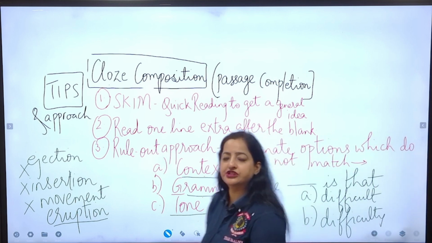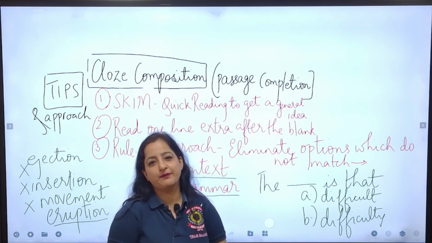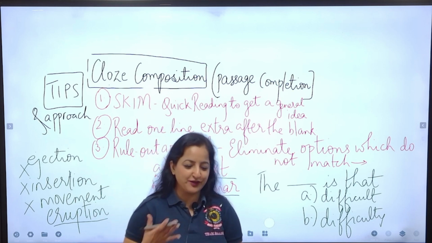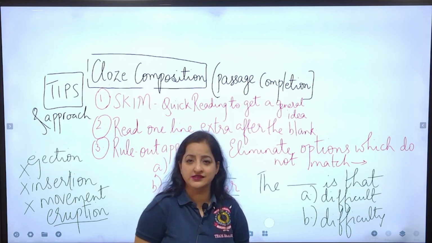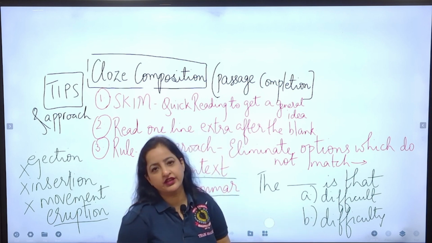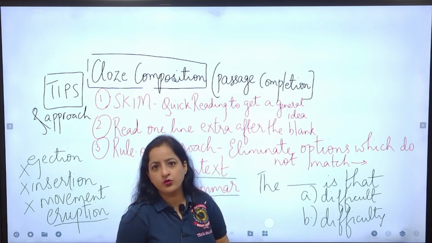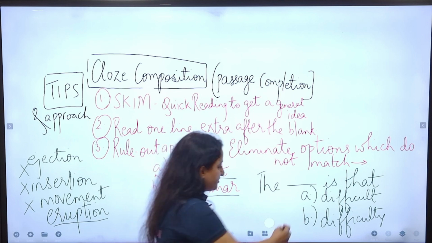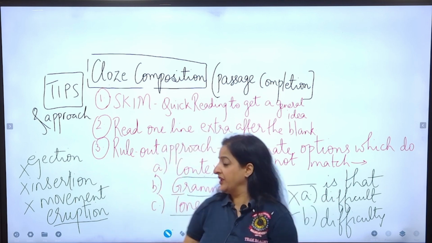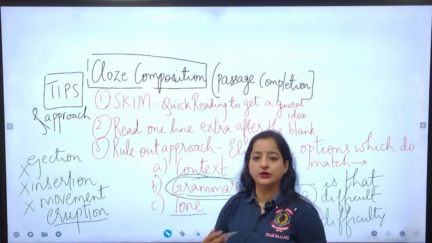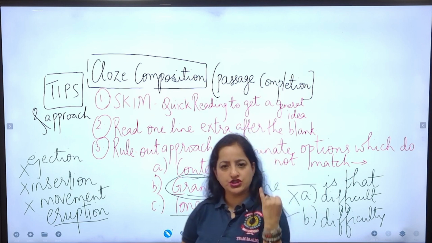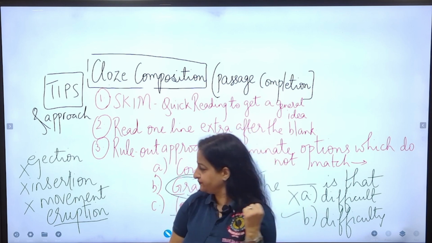Just by reading these 2, you know which one is grammatically correct. Do you say "the difficult is that"? No. You say mushkil ye hai ki, "the difficulty is that." So this is an adjective, this is a noun. Now in the given context, wahan noun chahiye. Anyways, even if you don't want to get into noun and adjective, it will not sound right to you. This is grammatically wrong. This is grammatically correct. So we ruled out the option which did not match with the grammar. The grammar has to be correct, right? So these are the 3 grounds for elimination: context, grammar, and tone.